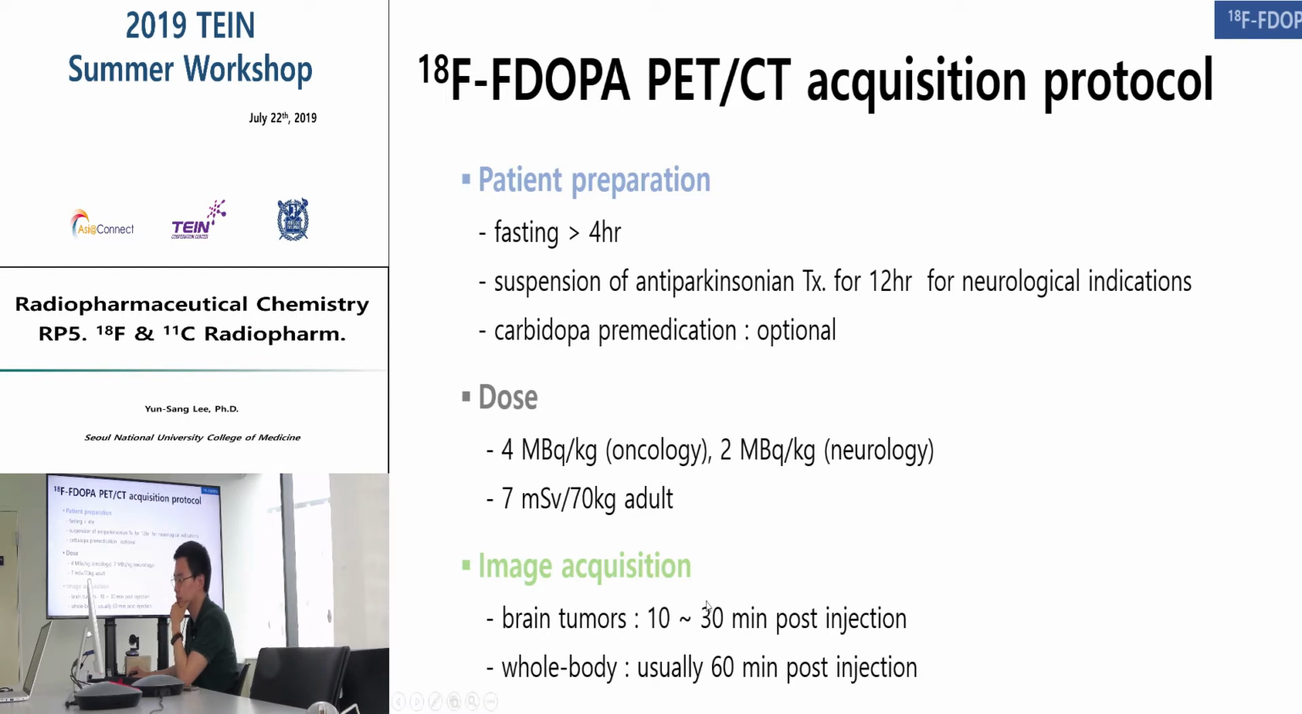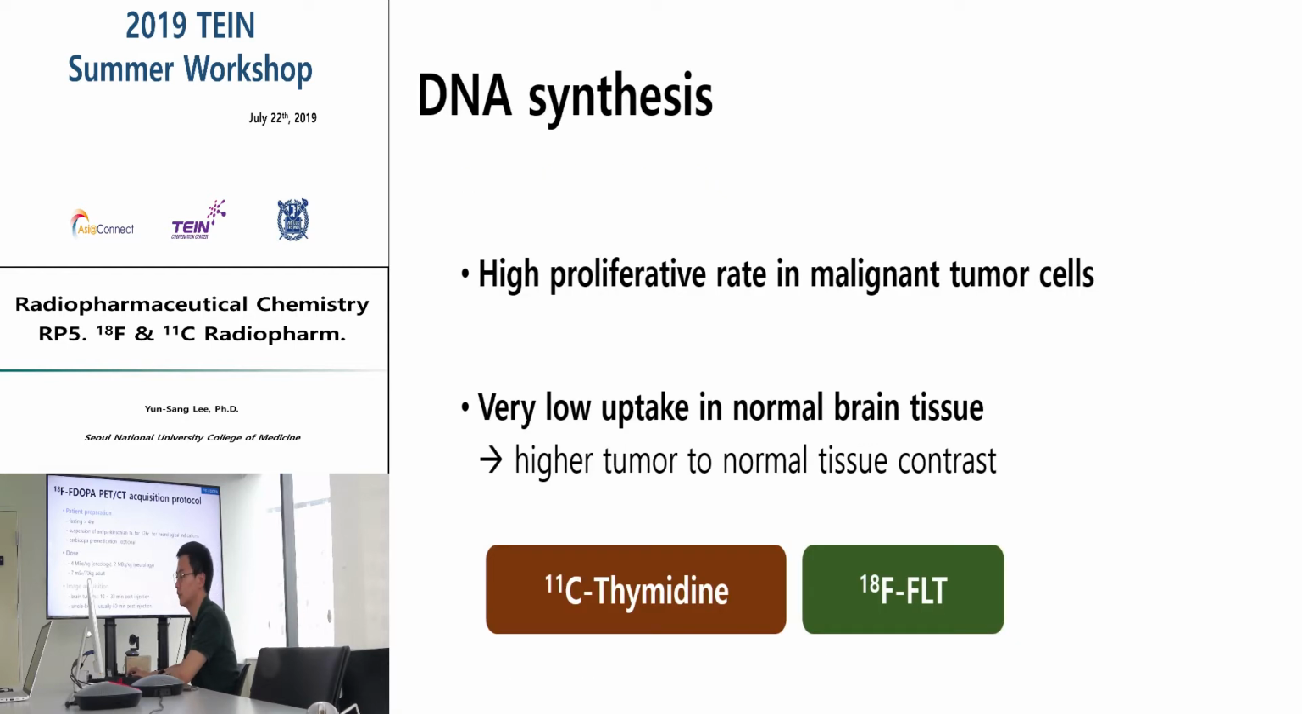For brain tumors, we get the image 10 to 30 minutes after the injection. And for whole body neuroendocrine tumor imaging, we do the image after 60 minutes.